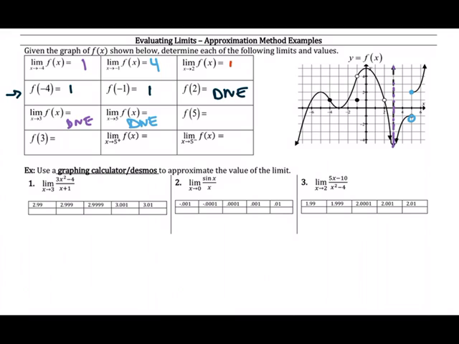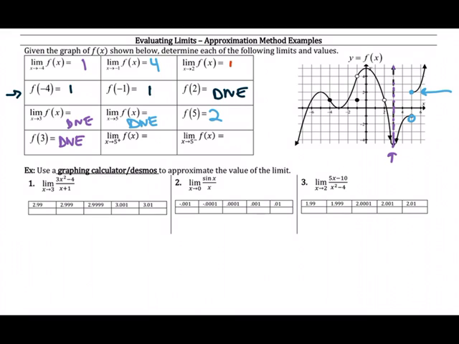However, the function does exist there. The value of the function when x is equal to 5 is 2. The value of the function when x is equal to 3, well, it doesn't ever actually get there, right? Because there is a vertical asymptote. So the value of the function there does not exist. And then we're going to look at left and right-sided limits.